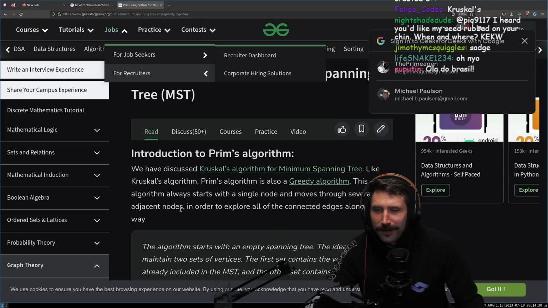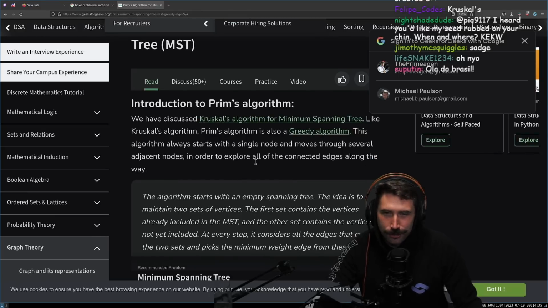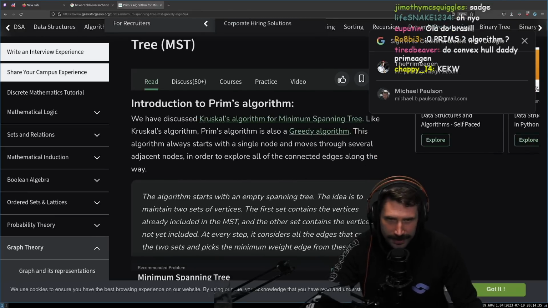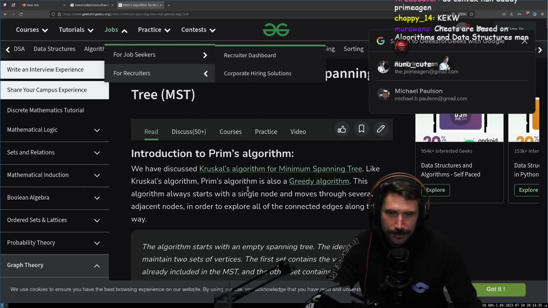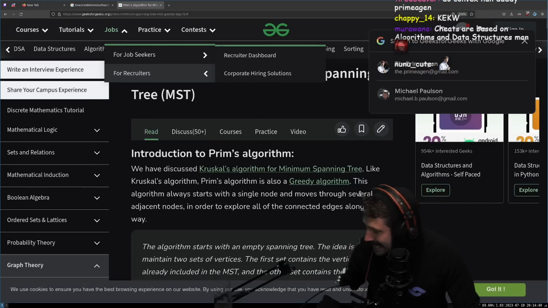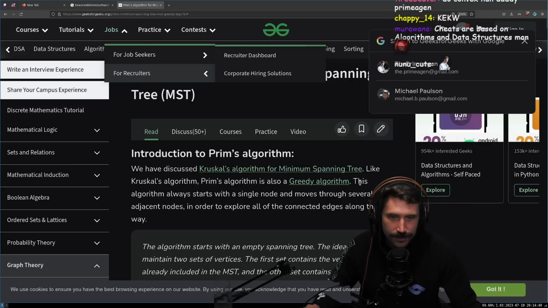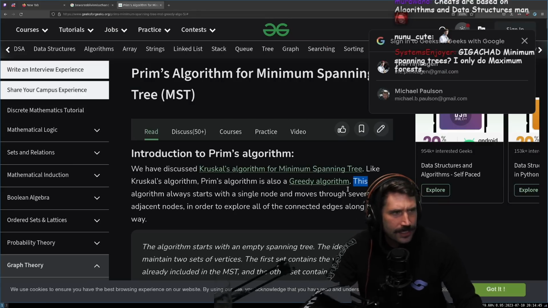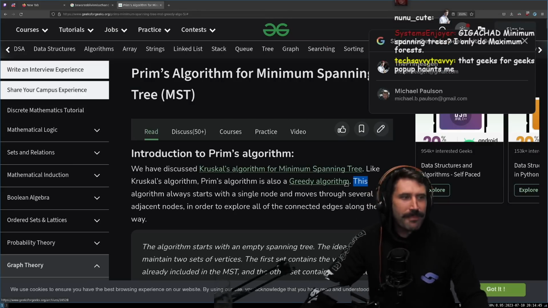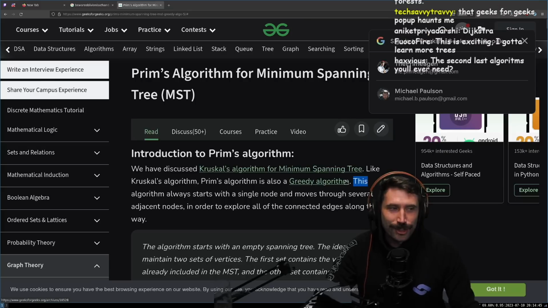Okay, we have discussed Kruskal's algorithm for minimum spanning tree. Like Kruskal's algorithm, Prim's algorithm is also a greedy algorithm. I do like me some greedy algorithms. That's Dijkstra's. Dijkstra's is greedy too, right?